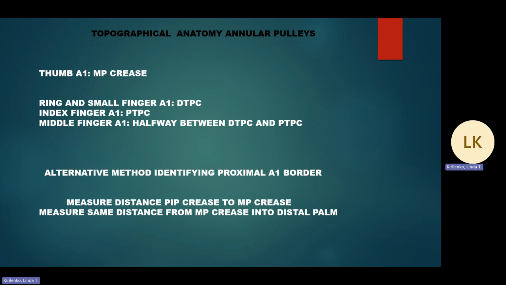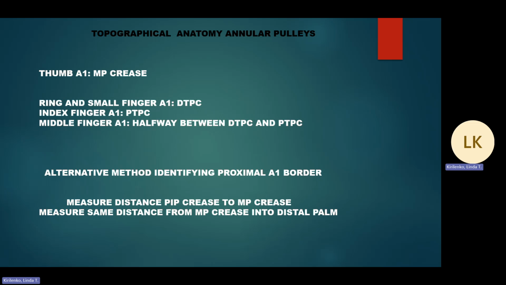When you're planning on injecting or operating on the triggered digit, it's important to know some topographical anatomy. The A1 pulley in the thumb is at the MP crease, and in the ring and small finger at the distal transverse palmar crease. In the index finger, it's at the proximal transverse palmar crease, and in the middle finger, it's midway between the two.